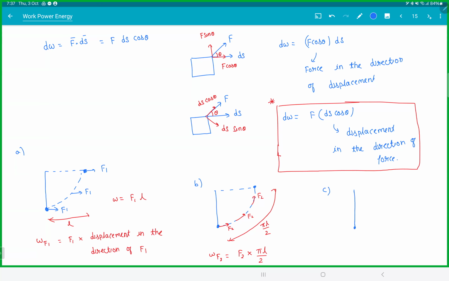Look at F3. Your force is always looking at B, meaning the displacement is L root 2. The work done by F3 is F3 L root 2. Make sense? You just need to see which way the force is pointing, and in that direction you take the distance or displacement. Clear with this? Quite a useful thing, saves you time.